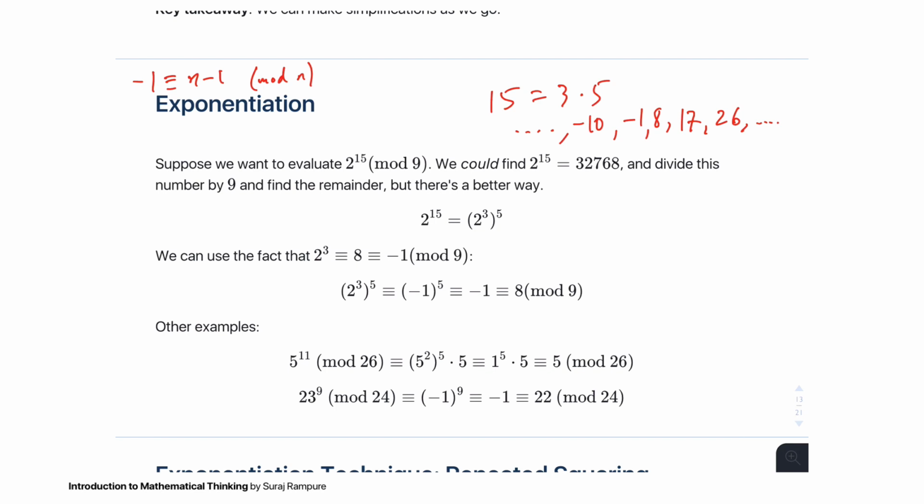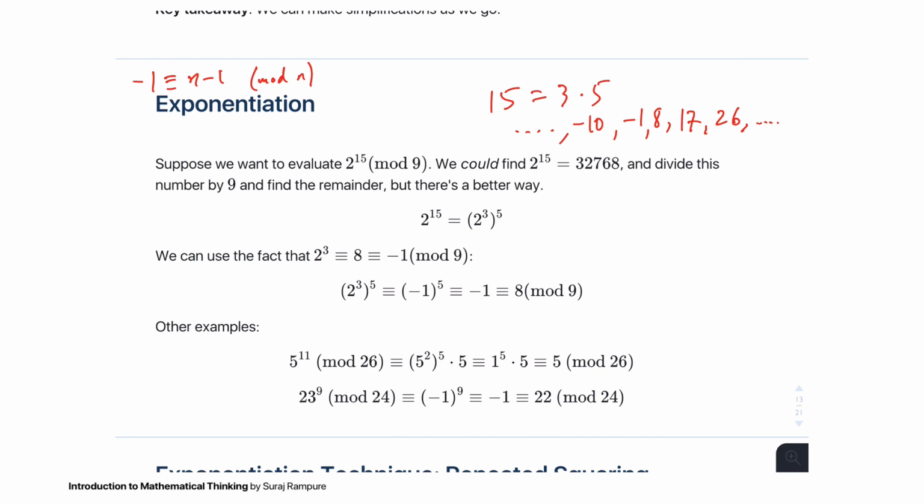Right? Why does this work? Because when you look at n minus 1, when we're dealing with mod n, the n is the same as 0. So I can replace the n with a 0, and I have -1. Is that clear? Okay. So using the fact that 2 to the 3 is 8, but that's equivalent to -1 in mod 9, I can replace my 2 to the 3 with a -1.